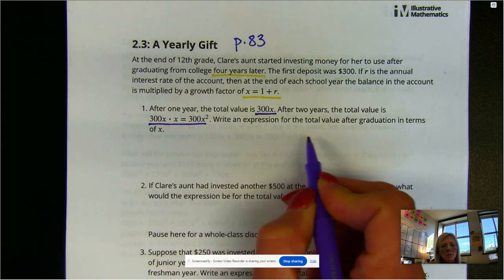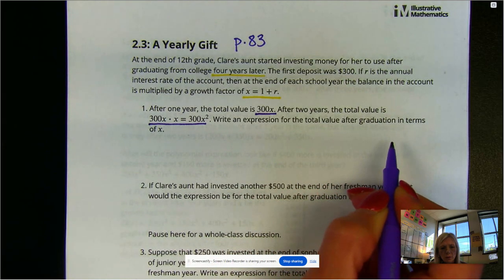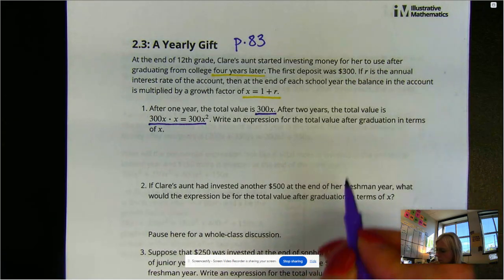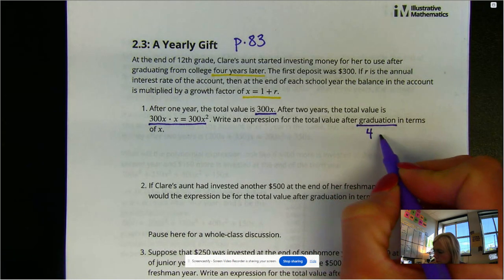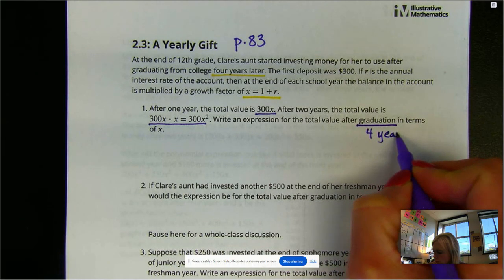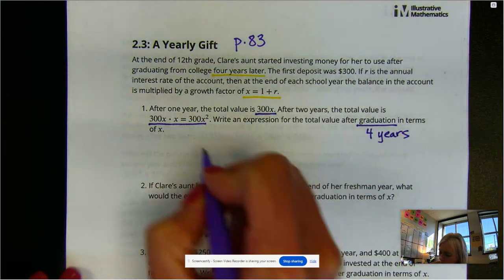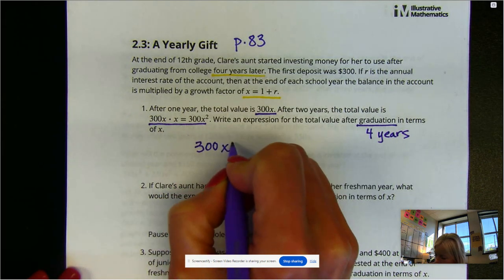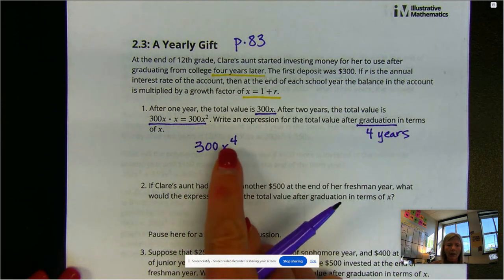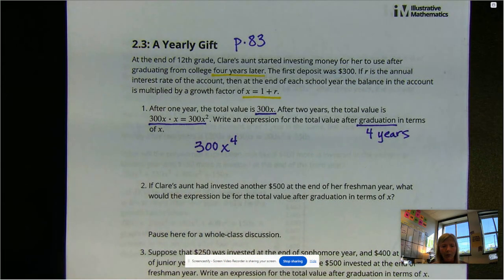So then what about after graduation? Well, again, we're going to assume that she graduates in 4 years. So for that reason, we would say 300x to the fourth. Our exponent is 4 because it takes 4 years to graduate from college.